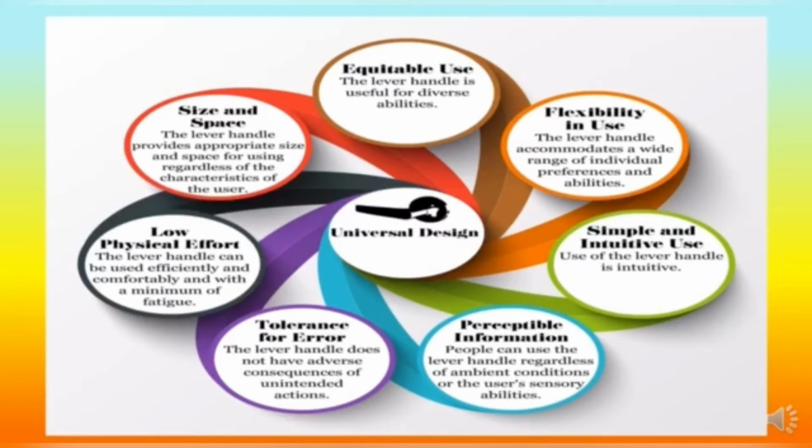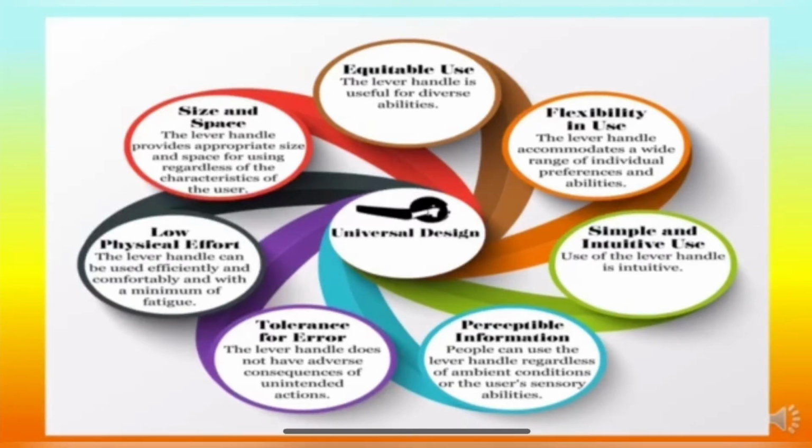The third principle is simple and intuitive use: use of the lever handle is intuitive. The fourth principle of universal design is perceptible information, which means people can use the lever handle regardless of ambient conditions or the user's sensory abilities. The fifth principle is tolerance for error: the lever handle does not have adverse consequences from unintended actions.